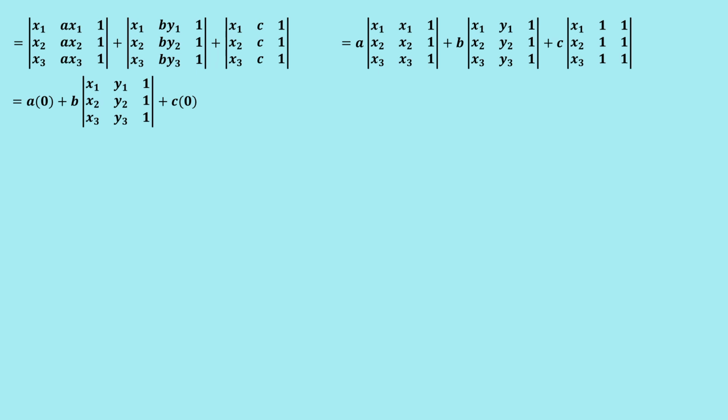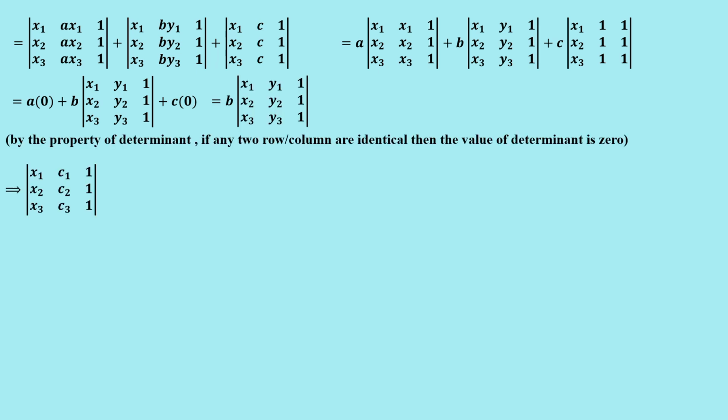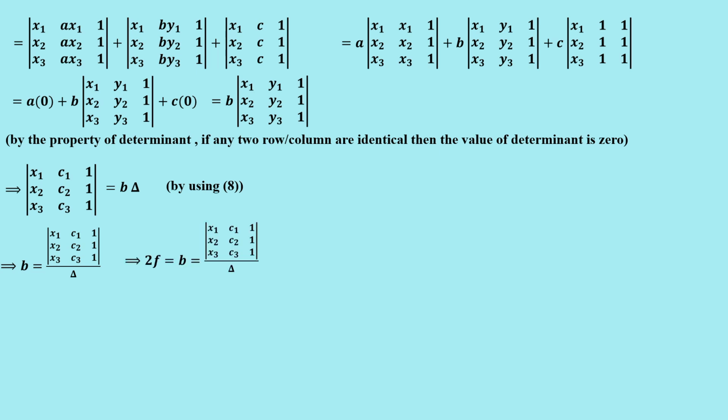So the determinant with rows x1, x2, x3; y1, y2, y3; 1, 1, 1 is delta, right? So b into delta, therefore the determinant with rows x1, x2, x3; c1, c2, c3; 1, 1, 1 is b delta. Therefore b is equal to the determinant x1, x2, x3; c1, c2, c3; 1, 1, 1 by delta. But b is equal to 2f, right? So 2f is equal to the determinant x1, x2, x3; c1, c2, c3; 1, 1, 1 by delta. This is equation number 10.